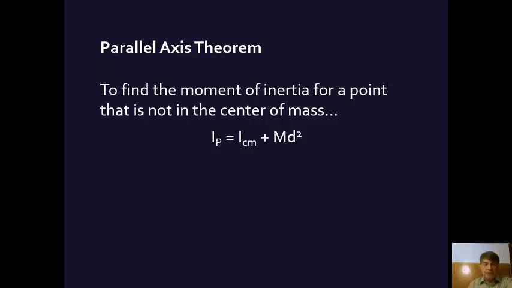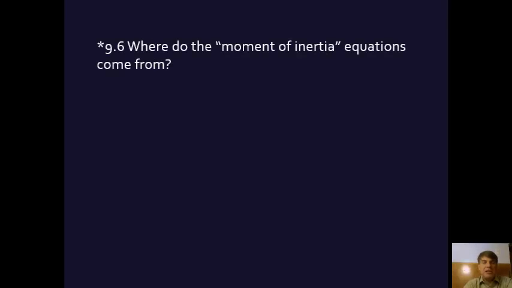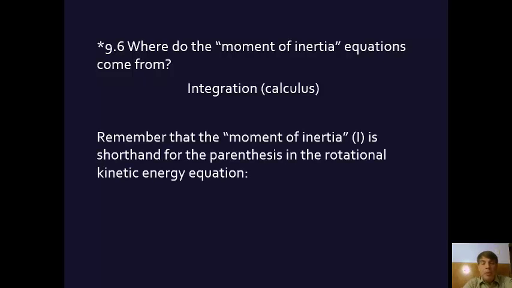But there is another section, and this section is basically about where all these moment of inertia equations come from. It's an asterisked section, which means it involves calculus, integral calculus in particular. Calculus seems hard. It's not as hard as people make it out to be. See the videos that I've done. But anyway, where did these moment of inertia equations come from? Remember that the moment of inertia is a kind of shorthand for the parenthetical part in this equation.